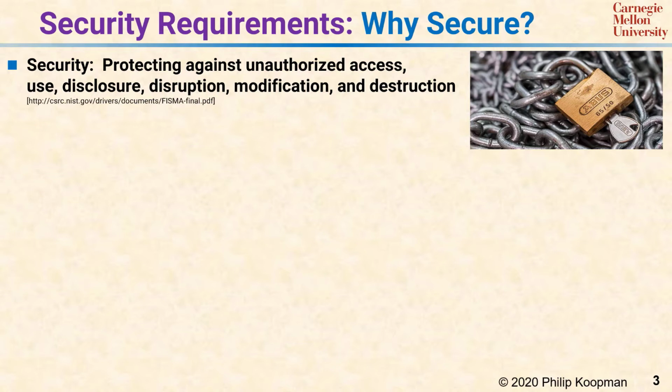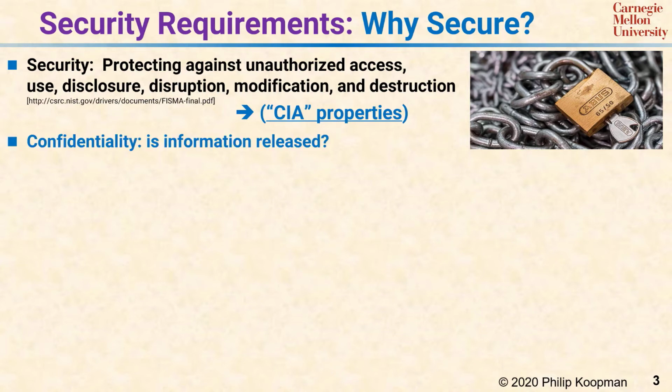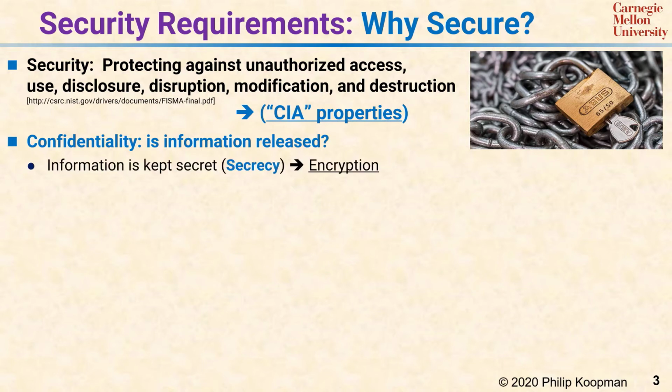Generally, security is characterized according to the so-called CIA properties, which stands for confidentiality, integrity, and availability. Confidentiality has to do with ensuring information is released only when it is supposed to be. The most well-known aspect of confidentiality is secrecy. Secrecy means that only authorized parties can see particular information. Secrecy is usually implemented using encryption.